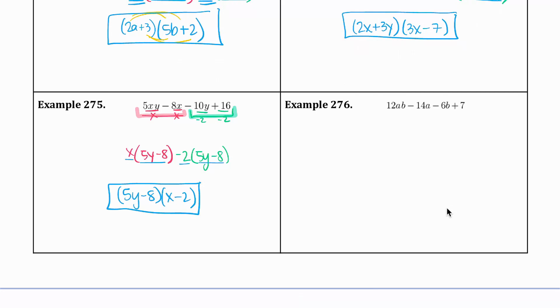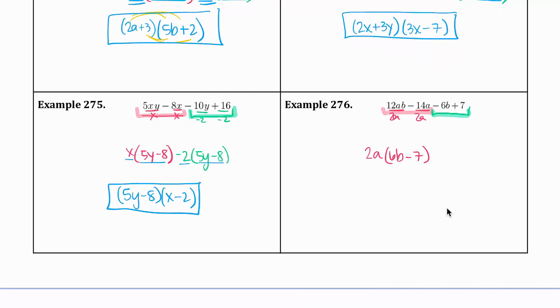All right, and then one more like this on this page. Group up my first two. Group up my last two. Let's see what we have in common on the first two. We definitely can take a 2 out, and they also both have an a. So I'm going to take a 2a out of the first one, 2a out of the second one. If I do that, I'm left with 6b minus 7.